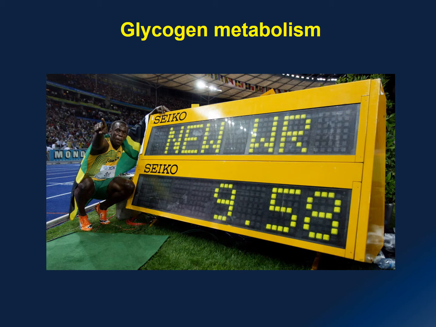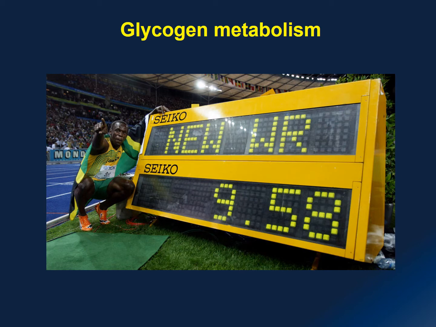Well, he is Usain Bolt. So in 2009, he set the world record for 100-meter sprint, which is 9.58 seconds, and it is still the fastest record today. So how can he do that? Well, number one, he is an African.